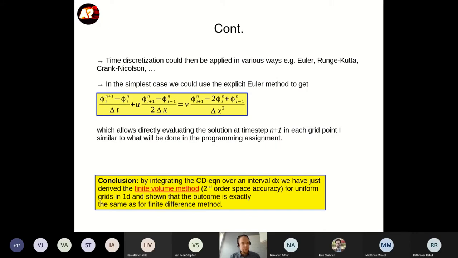You need to discretize time as well. In the simplest way, you could use the explicit Euler method. That's, by the way, the worst method, but I'm using it for demonstration purposes because it's the easiest method. Nobody would ever use this kind of very simple formula in practice for time derivative discretization. You have much better approaches like Runge-Kutta methods or Crank-Nicolson methods, or in OpenFOAM you use the backward time integration method as well.